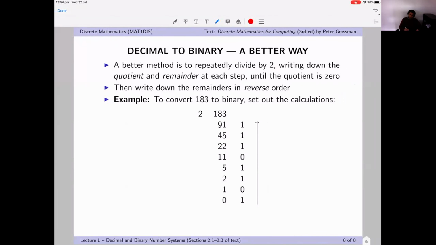So 183 divided by 2 would be 91, and your remainder is 1. Then 91 divided by 2 is 45, and your remainder is 1. 45 divided by 2 is 22, and your remainder is 1. 22 divided by 2 is 11, and remainder is 0. Similarly, 11 divided by 2 is 5, and remainder is 1. 5 divided by 2 is 2, remainder is 1. And then 2 divided by 2 is 1, and remainder is 0. All right?